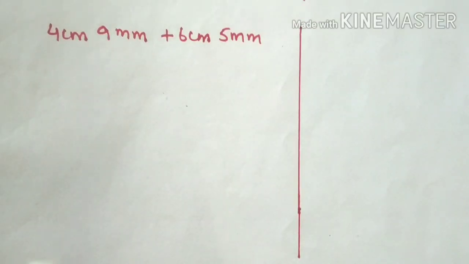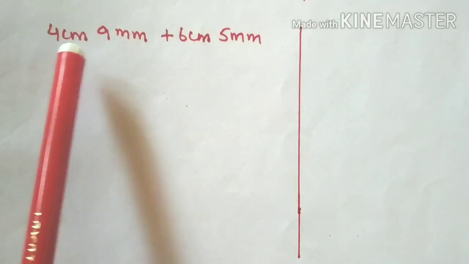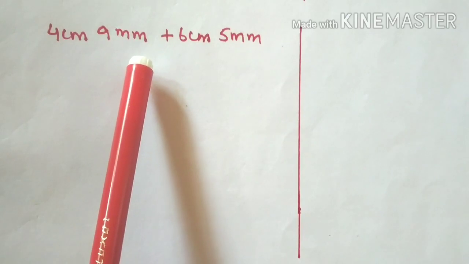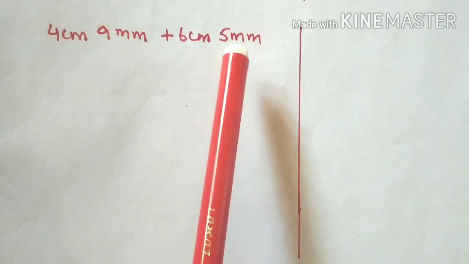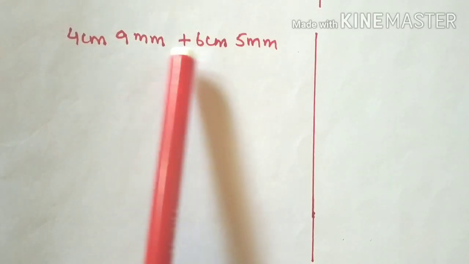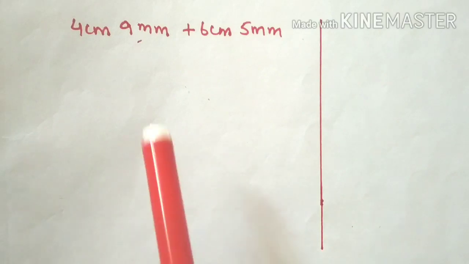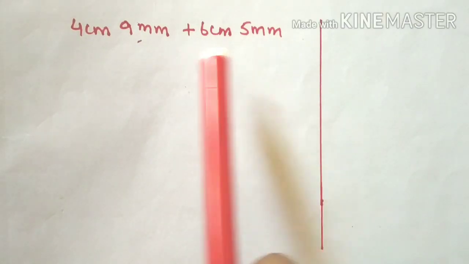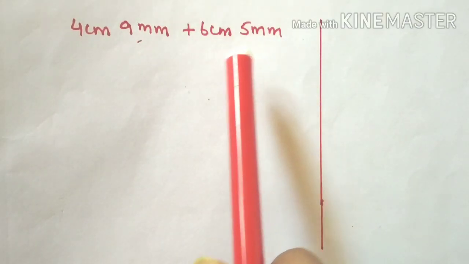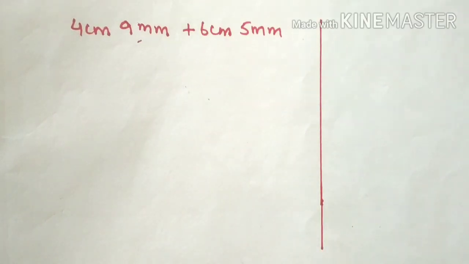Now students, look at this question. In this question, we are asked to add 4 centimeters, 9 millimeters and 6 centimeters, 5 millimeters. So what we are going to do here is, before adding them, we are going to express the lengths in millimeters. Here 9 and 5 are already in millimeters, so we are only going to express 4 centimeters and 6 centimeters as millimeters.